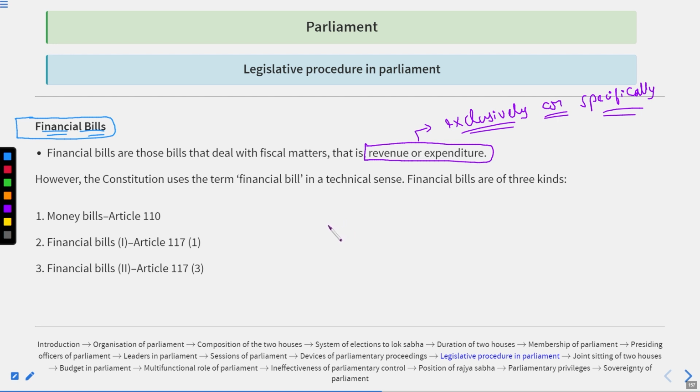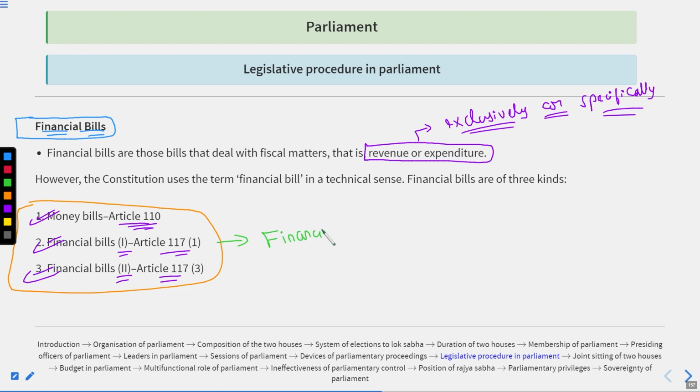Financial bills are of three kinds: Money bills, Article 110; Financial Bill 1, Article 117(1); Financial Bill 2, Article 117(3). All these three together are termed financial bills. Got it?